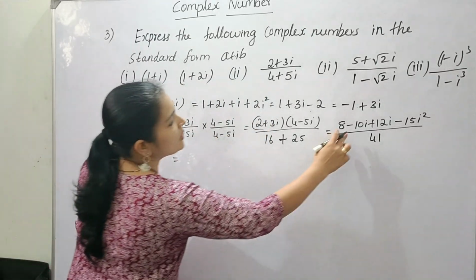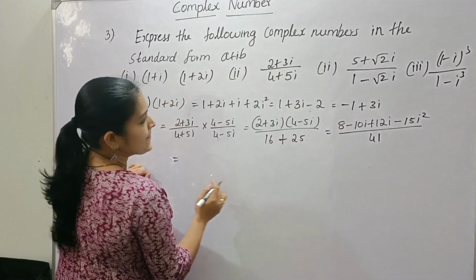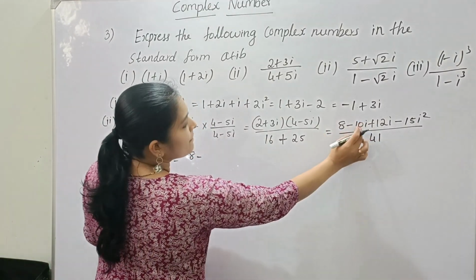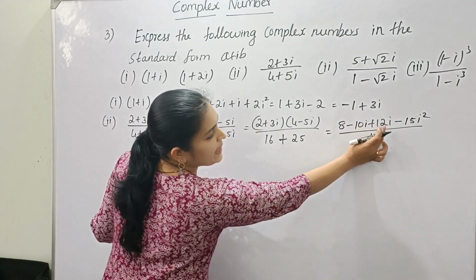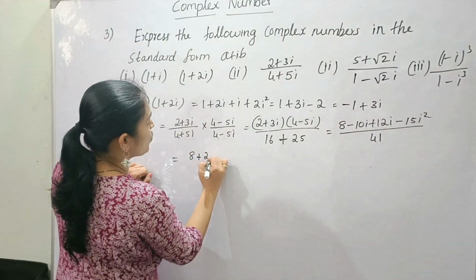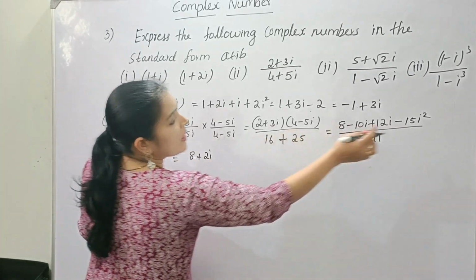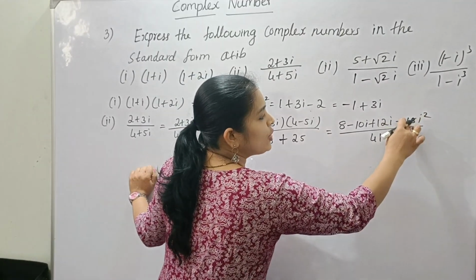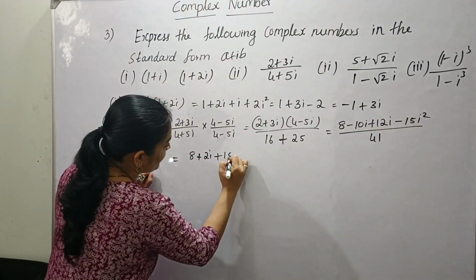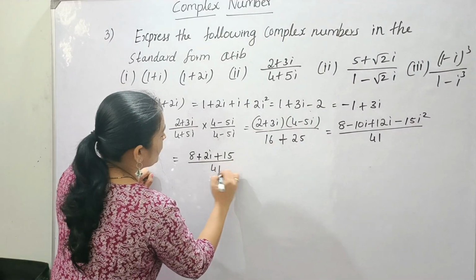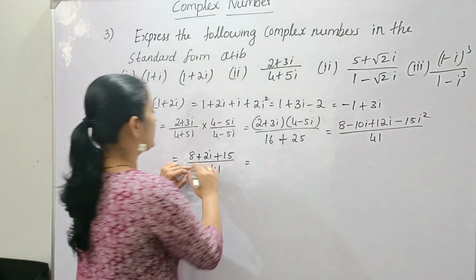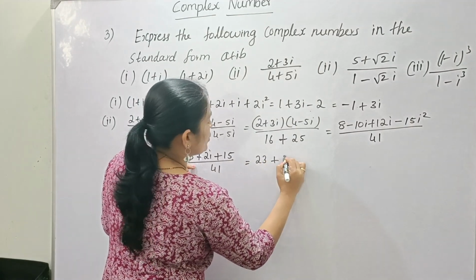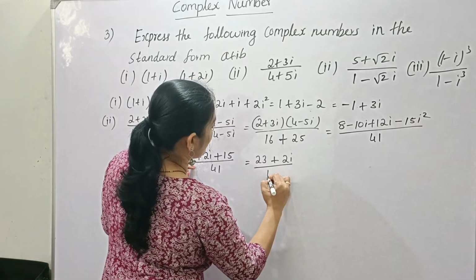That is equal to 8 plus minus 10i plus 12i, that is plus 2i. Here minus 15i square is minus 1 into minus 15, plus 15, divided by 41. That is equal to here 8 plus 15, 23 plus 2i divided by 41.